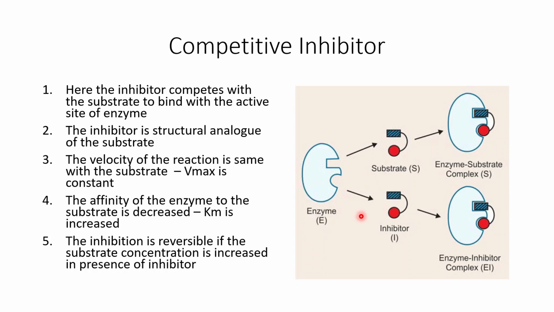Next, the inhibition is reversible if the substrate concentration is increased in the presence of inhibitor. This competitive type of inhibition is reversible when the substrate concentration is increased. Let us assume we have a lot of substrate. So the chance of substrate binding to the enzyme is more as compared to the inhibitor binding to the enzyme active site, and this leads to the enzyme inhibition being reversed. It becomes reversible.